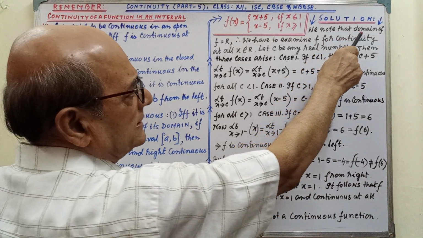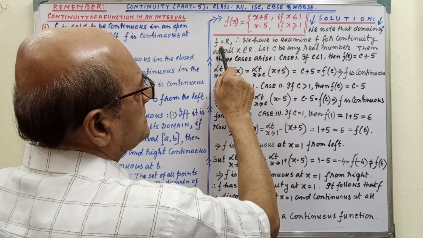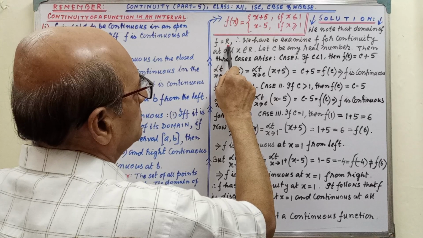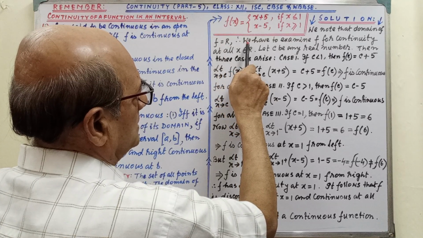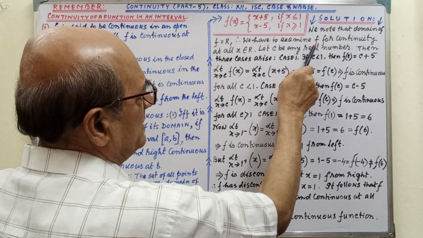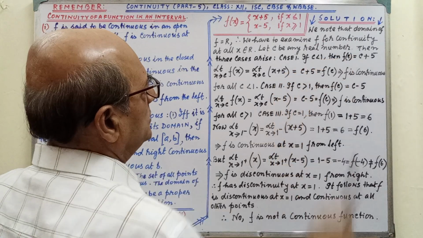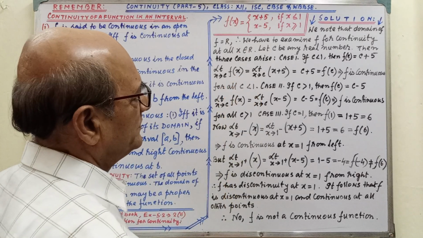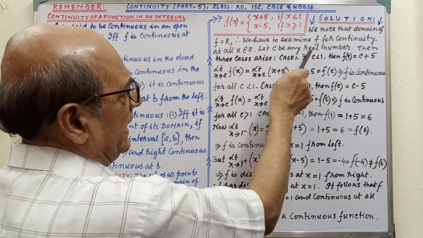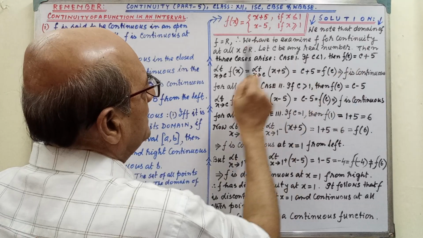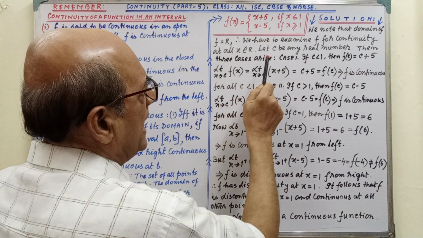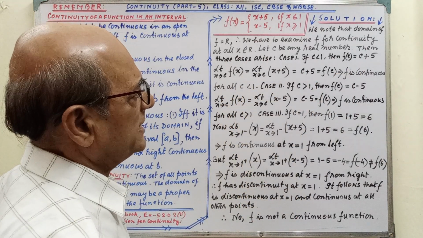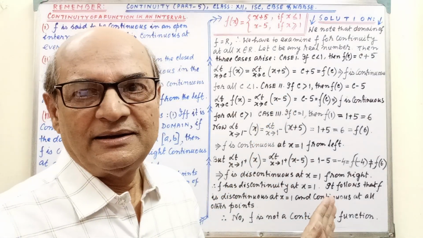We know that the domain of f is equal to R. Therefore, we have to examine f for continuity at all x belonging to R. Let c be any real number, then 3 cases arise. This is the model answer.